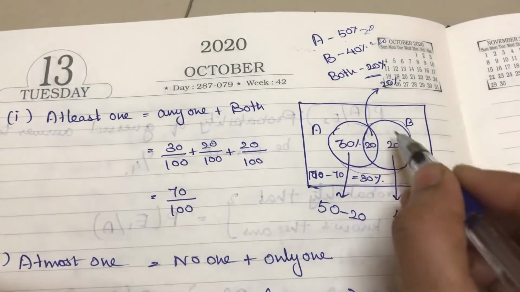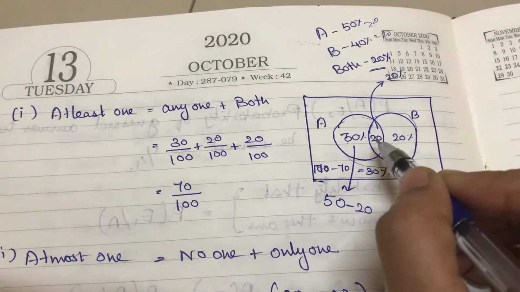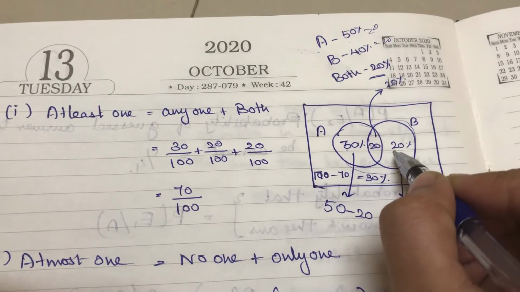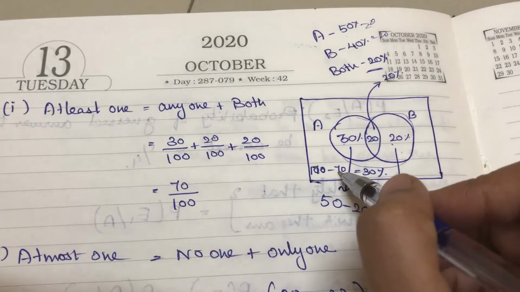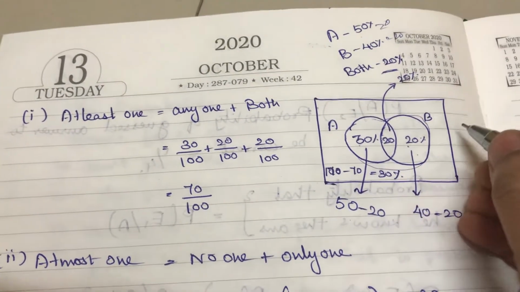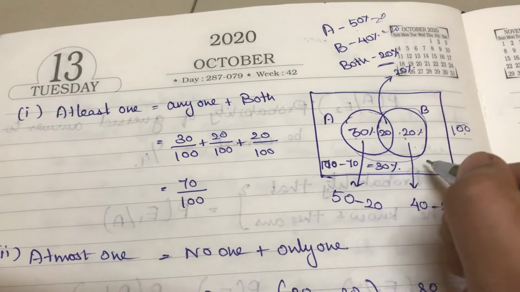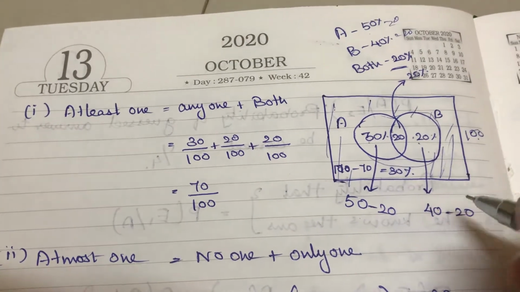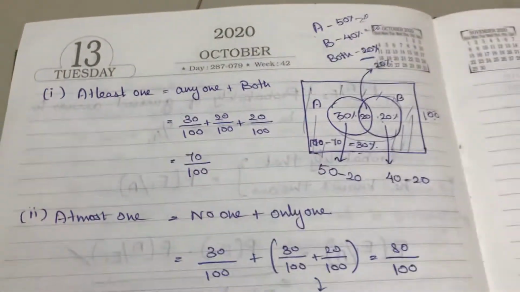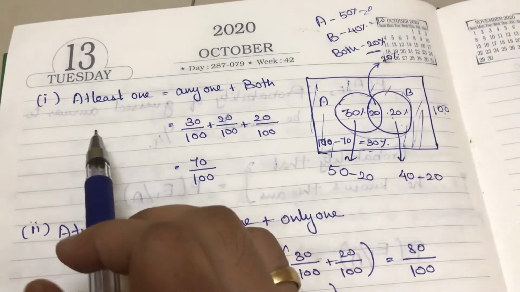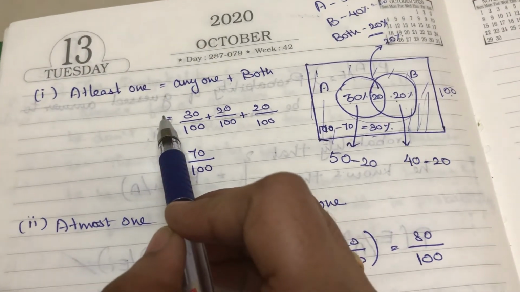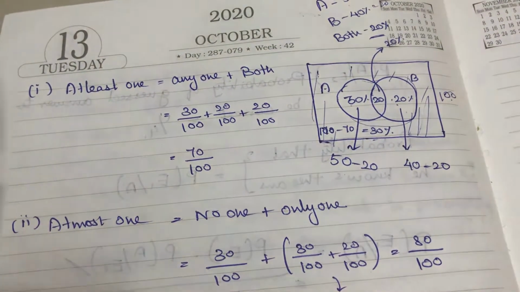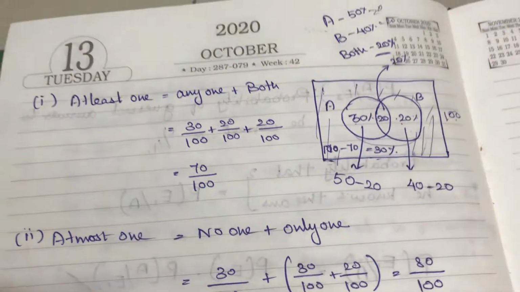And then the whole value will be 30 plus 20 plus 20 which is 70. Right. So this is whole 100. 100 minus 70 will be this area. Right. That area is nothing but 30. Okay, so they are asking the question at least one. So first one is what? At least one. Any one plus both.